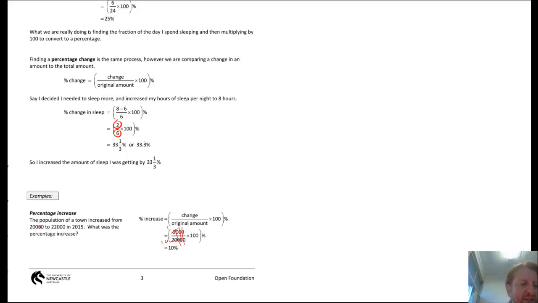And let's just check that. 10% of 20,000 is 2,000. 10% of any number is like one movement of the decimal place smaller. 10% of 24 is 2.4. Okay, it's a nice little thing to know that 10% of any number, it's basically a tenth of it. Just make it one move smaller, you just found 10%.